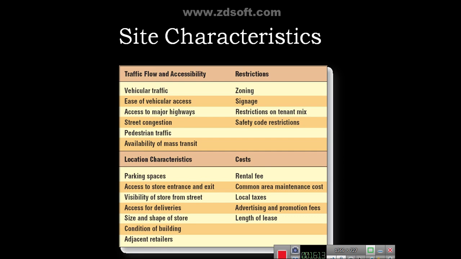Then restrictions you need to consider, like the zoning: if the area is zoned or categorized for a specific purpose or reason, then signage restrictions apply. Restrictions on tenant mix, meaning what kind of businesses can be opened in that specific area. Then safety code restrictions are to be followed.